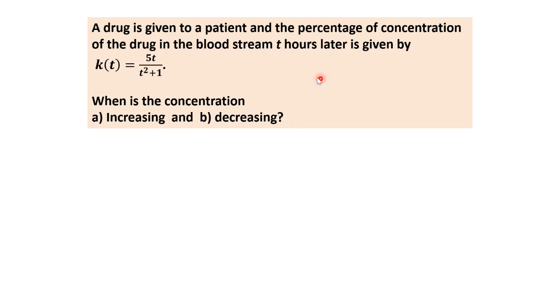All right, the next question is, a drug is given to a patient and the percentage of concentration of the drug in the bloodstream t hours later is given by the function k of t equals 5t over t squared plus 1. So t is in terms of hours. Okay, when is the concentration increasing and or decreasing? They could ask you probably either one of those.